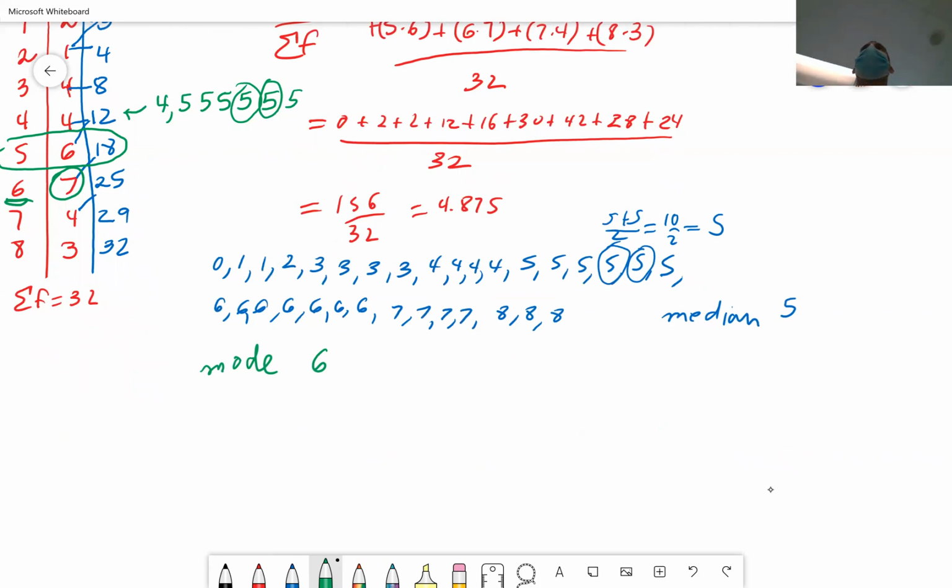So the next thing we need to do is a histogram, because that's part of the question. Okay, so let's do a histogram for this frequency distribution.